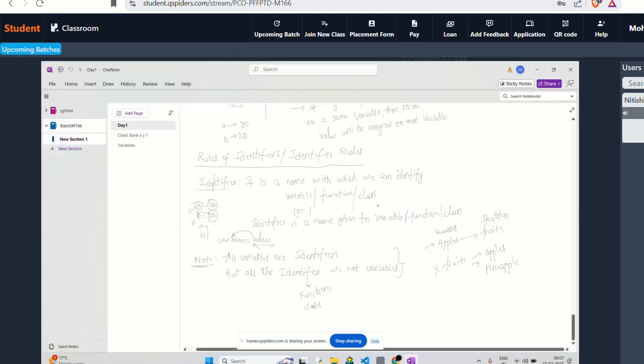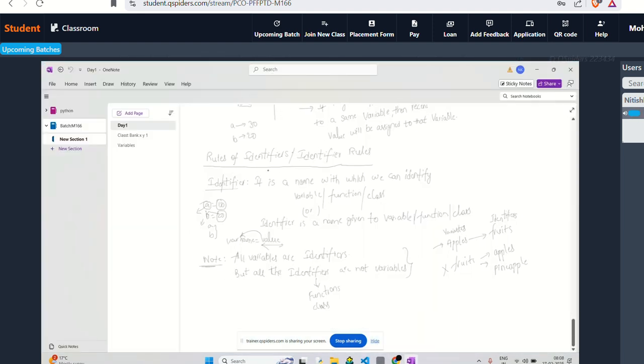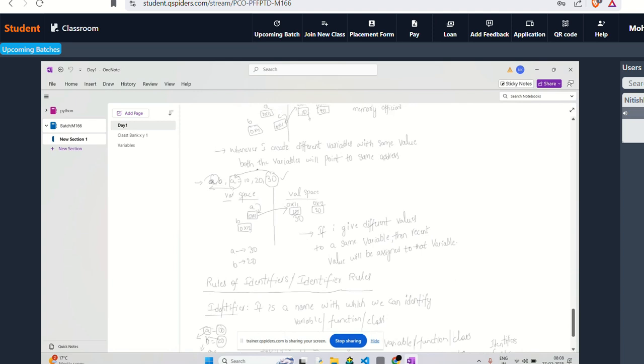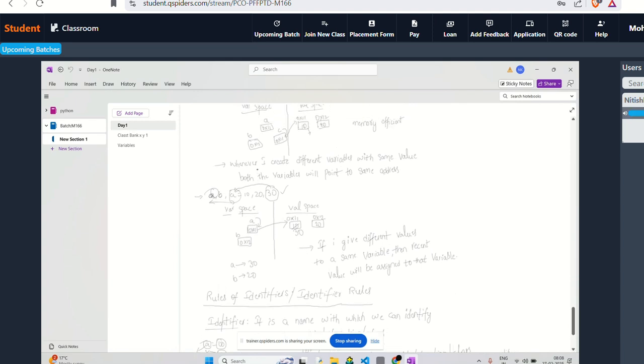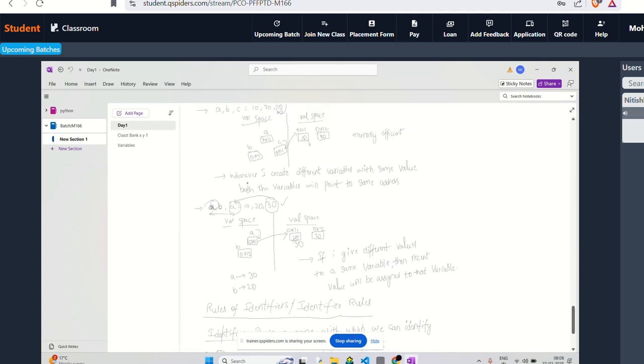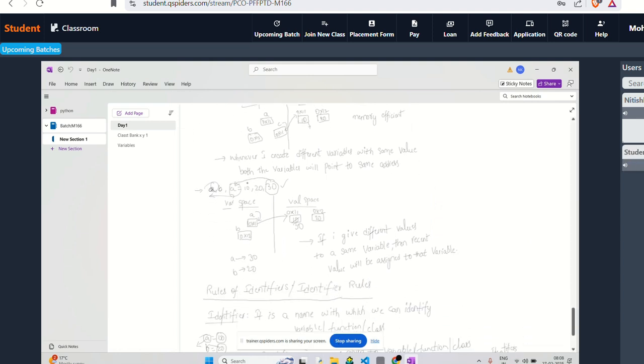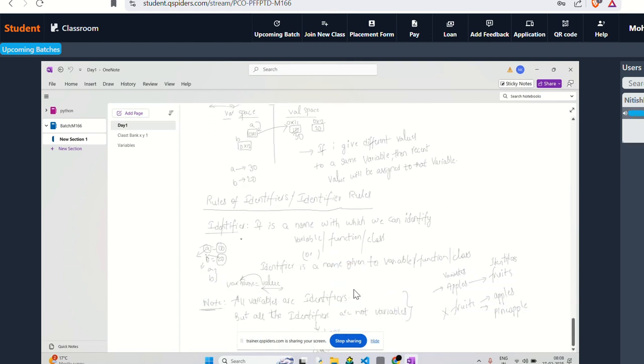Yesterday we have discussed identifier rules, or rules of identifier. Before that, we have discussed how to create variables and multiple variable creation. We have discussed it, right? Yes, sir. And in yesterday's class, I discussed about rules of identifiers.